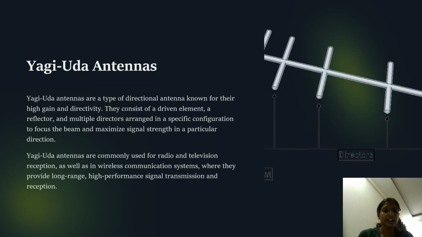Then we have Yagi-Uda antennas. Yagi-Uda antennas are a type of directional antenna known for their high gain and directivity. They consist of a driven element, a reflector, and multiple directors arranged in a specific configuration to focus the beam and maximize signal strength in a particular direction. Yagi-Uda antennas are commonly used for radio and television reception as well as in wireless communication systems, where they provide long-range, high-performance signal transmission and reception.